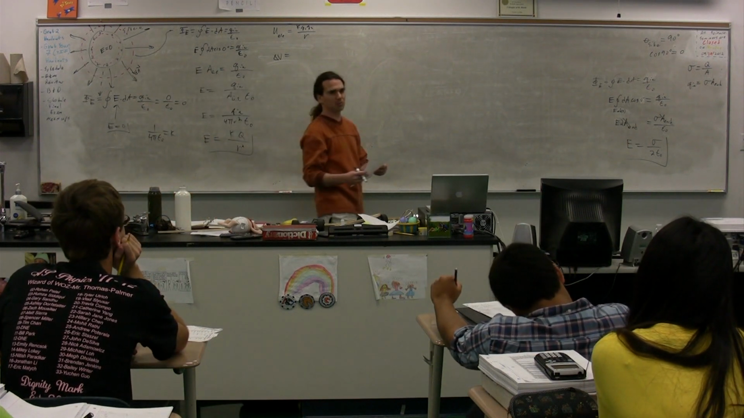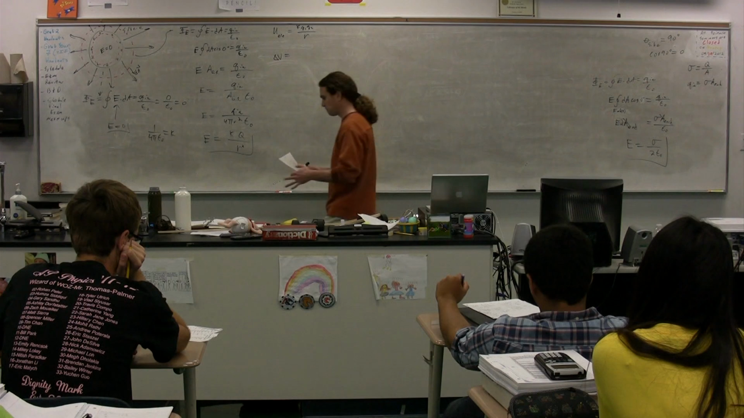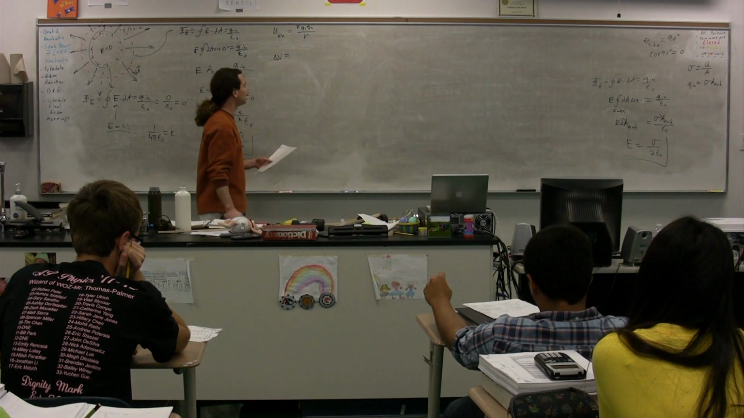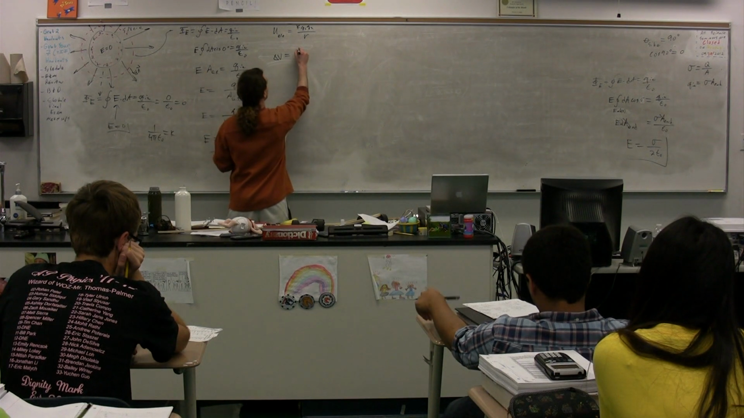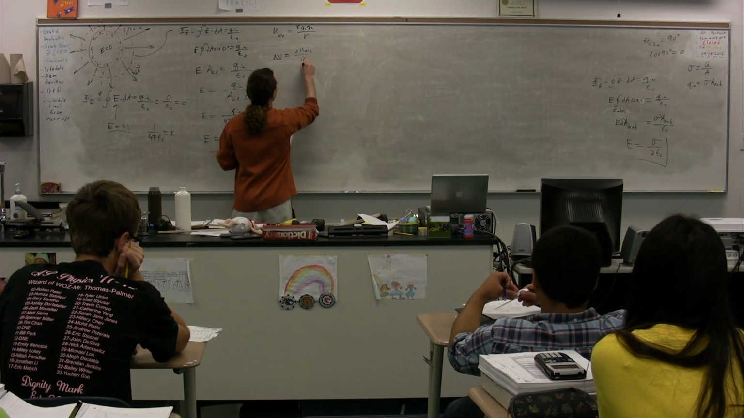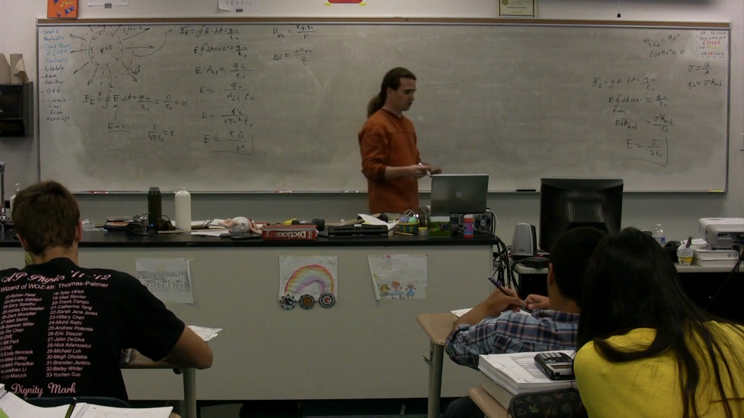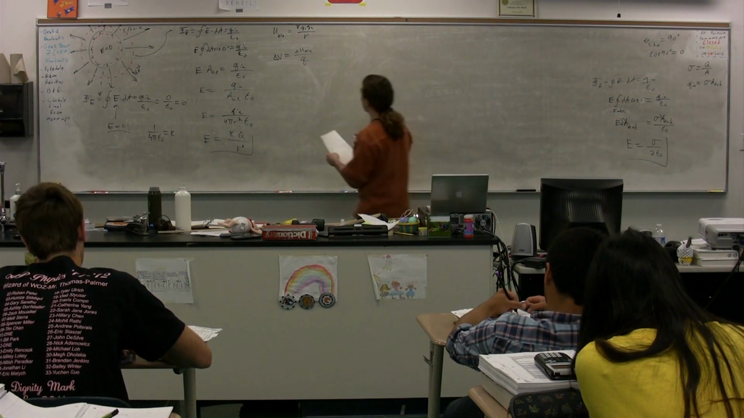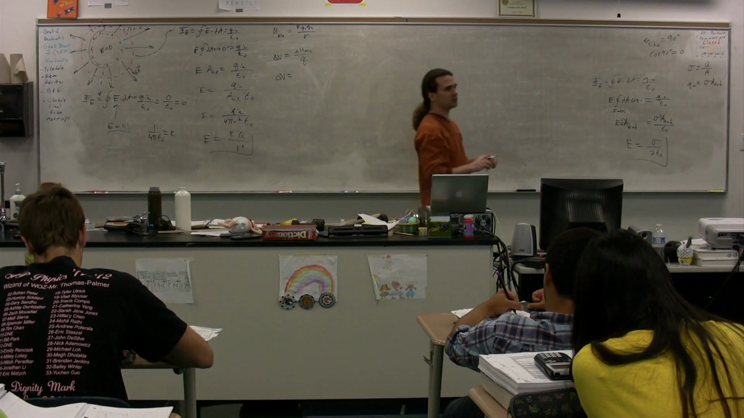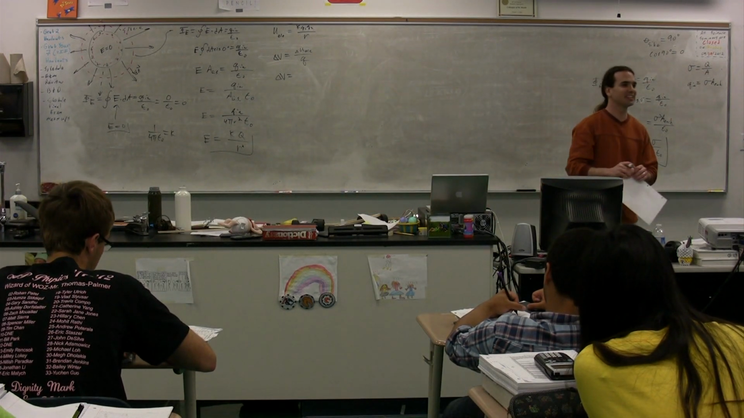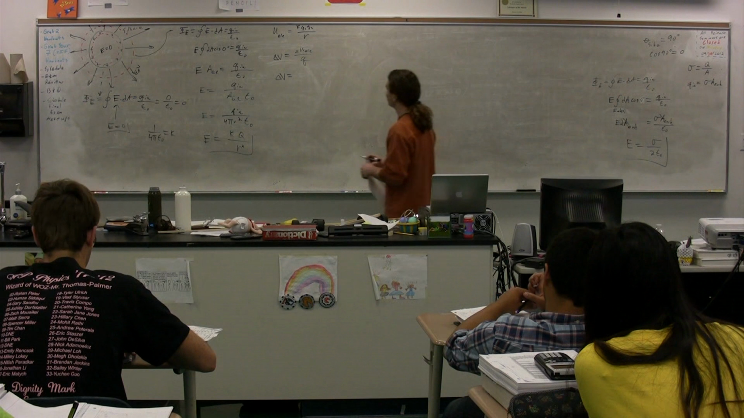The general equation for the electric potential difference, Gary. It is the delta U electric over Q. It is the change in electric potential energy per unit charge. The electric potential difference that exists between a point infinitely far away and a point r distance from a point charge is, Andrew.